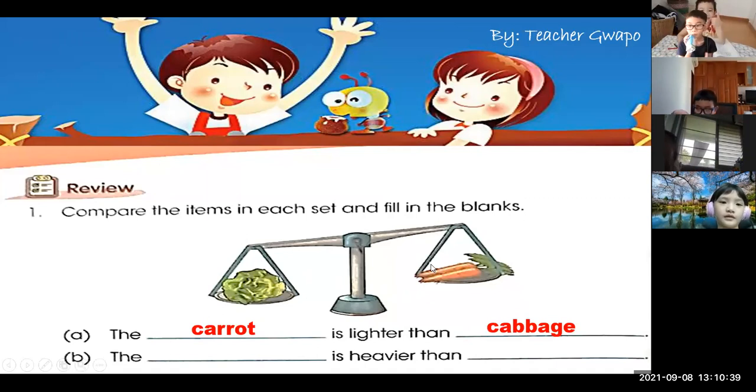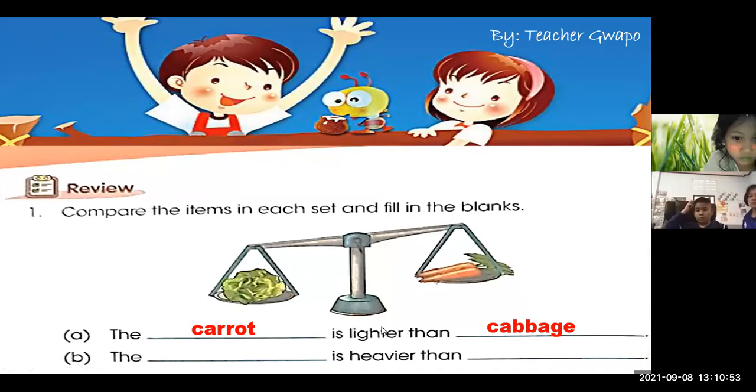What is lighter in Thai? Again, lighter. Bao kwa. Okay, bao kwa. How about letter B? The blank is heavier than the blank. The cabbage is heavier than the carrot.